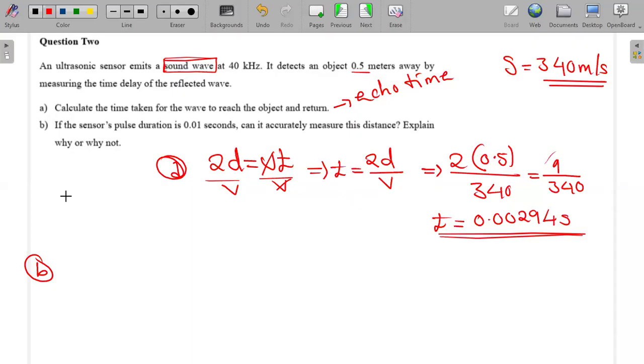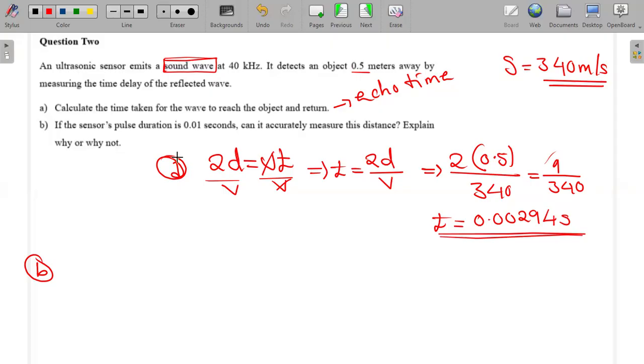The echo is supposed to return only when the pulse has finished being emitted. Now they're telling us to say the pulse duration is 0.01 seconds, and the time it's taken for the echo to reach the sensor is 0.00294 seconds. Do you think it will be able to measure this distance? That's now me asking you the question.